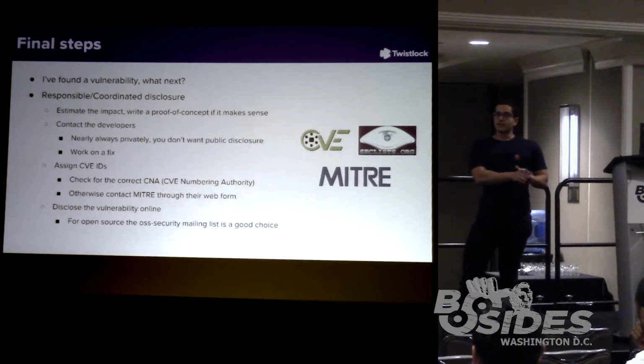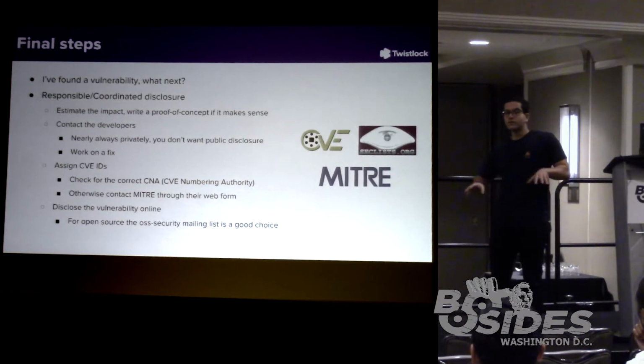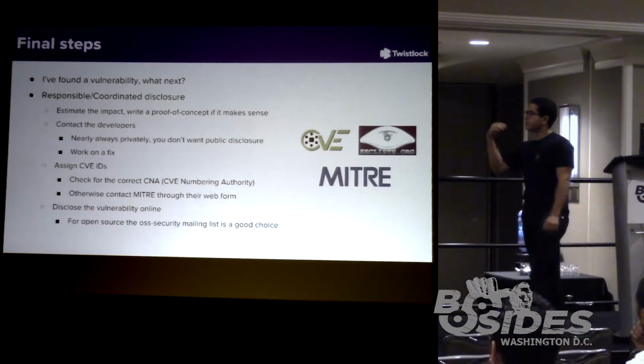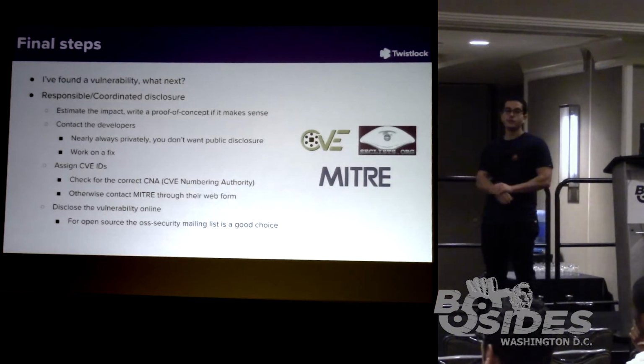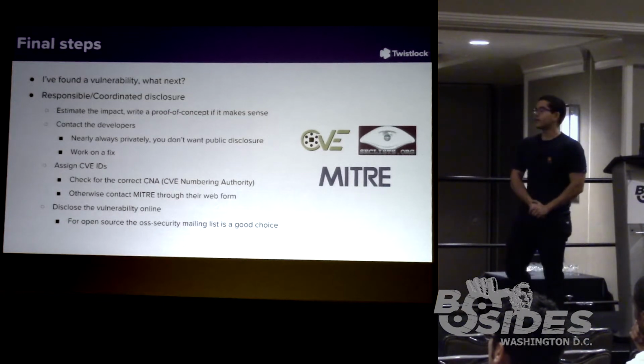So what you should do is follow responsible disclosure or coordinated disclosure, which is the process of contacting the vendor privately, letting them know of the problem, and asking them to fix it. Now, there's no exact definition of how you do that, but what I like to think is that first you'd estimate the impact, you'd write a proof of concept if you have enough time for that, and then you'd send it to them.